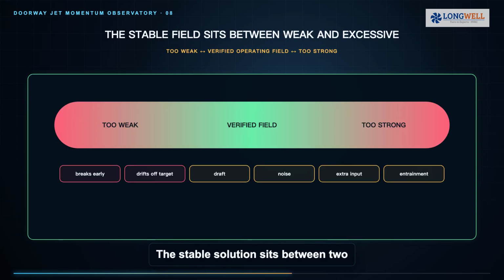The stable solution sits between two failures. Too little momentum lets the jet brake or drift before reaching the target. Too much speed can create draft, noise, higher input power, and extra entrainment. A high maximum airflow number is therefore not a selection answer. Choose the operating field that maintains separation under the required exposure and occupied conditions.